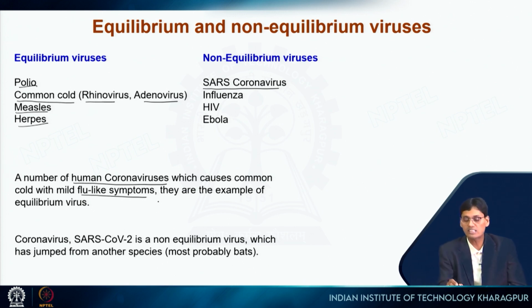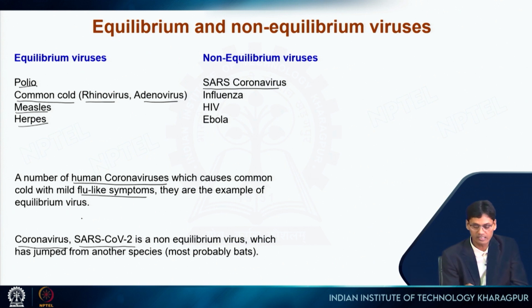I mentioned here that SARS coronavirus is non-equilibrium, that is true. So coronavirus is not a specific name of a virus, it's a category of virus. On their surface, they have small spike-like structures. So those are called coronaviruses, right? So now, particularly a few years back, whatever pandemic happened to us was because of SARS-CoV-2.